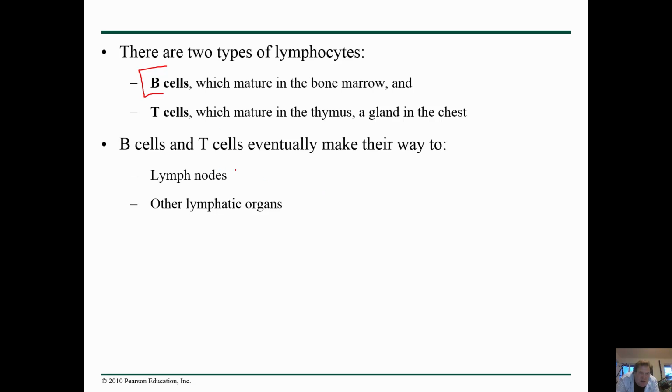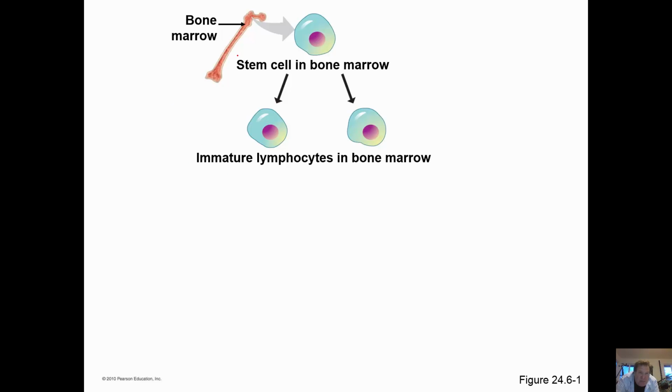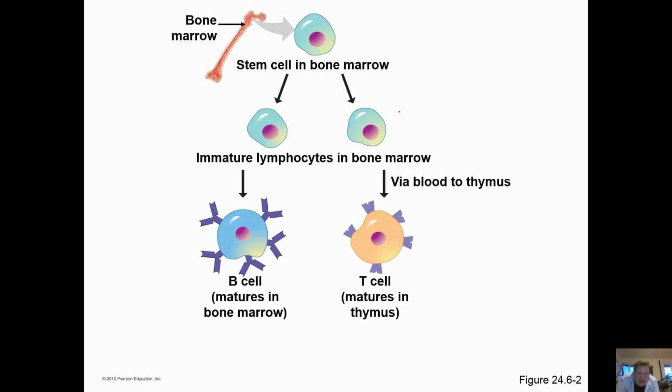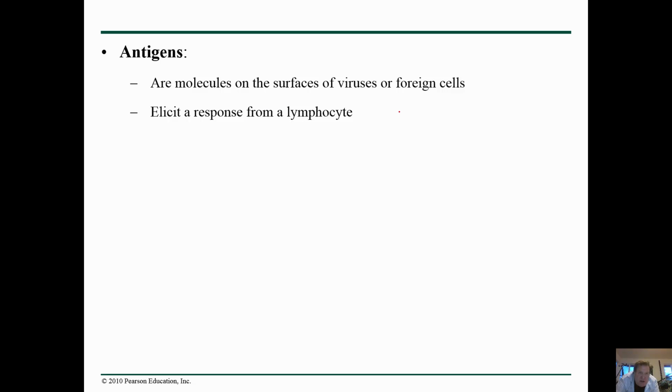They eventually make their way to our lymph nodes and other lymphatic organs. Here's the bone marrow cells, the differentiation. So here's the T cells and the B cells. What they do is they hang out in our lymphatic system. And because fluids are moving very slowly in our lymphatic system, they can monitor what cells and what proteins are going around. Let's take a break and talk a little bit about antigens.